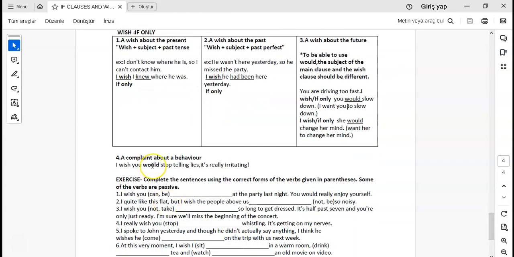And if you're talking about a complaint about behavior, for example, you have a friend or a family member and that person is driving you crazy, you say "I wish you would" or "I wish you wouldn't". So if you want to make a complaint about behavior, especially irritating behavior, you have to use the "would" structure. I wish you'd stop telling lies. It's really irritating that way.